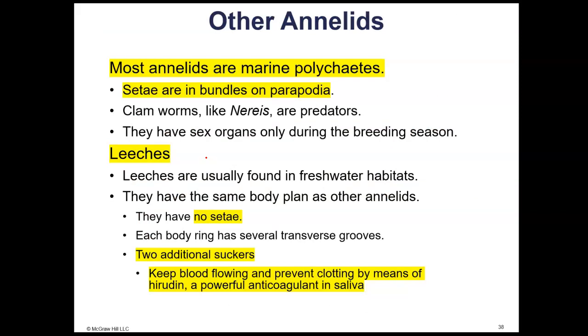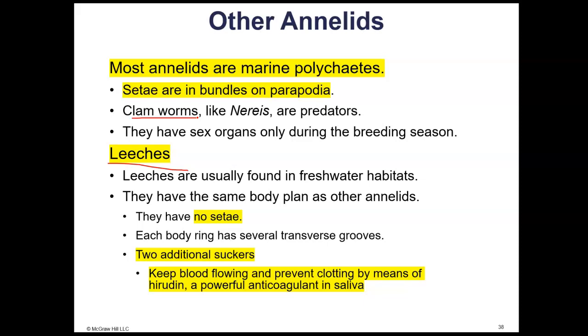All right, other annelids besides the earthworm. The earthworm is an oligochaete, but most annelids are polychaetes, and that means they have many setae that are found in bundles on structures called parapodia, and they're marine. They live in the ocean. Well, this is an exception to that. Leeches are usually freshwater, but leeches are polychaetes. You have clam worms that are marine.